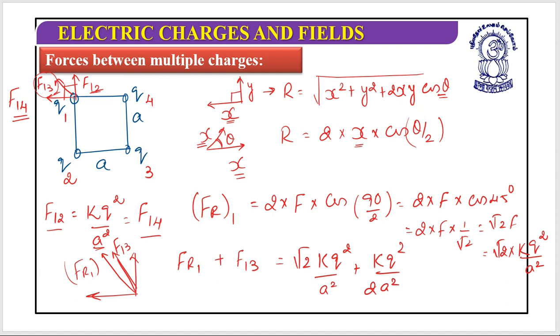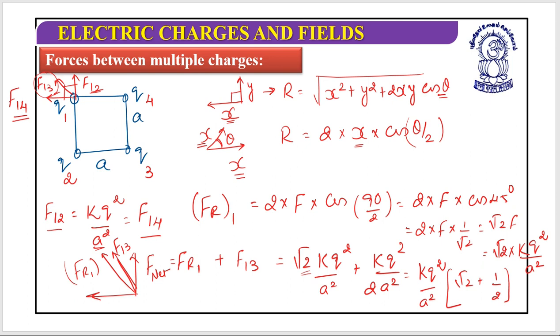So what you can do is, you can just take common kq square by a square. What is left? Here it is root 2 plus 1 by 2. This is the final answer, F net. I hope this is clear.